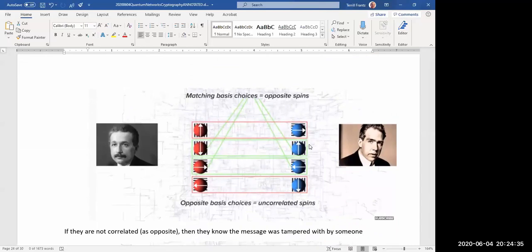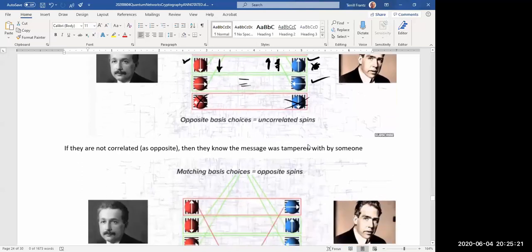Now, they compare the results, and because here they used the same basis, but got different results. Notice here, oh, I'm sorry, that's good. This one's a spin down, they'll be opposite. So because they use the same basis, they can trust the results here. Here they use two different bases, so they just ignore these. Here they use the same basis, the horizontal basis, so they keep that result. And here they use two different bases, so they ignore that result.